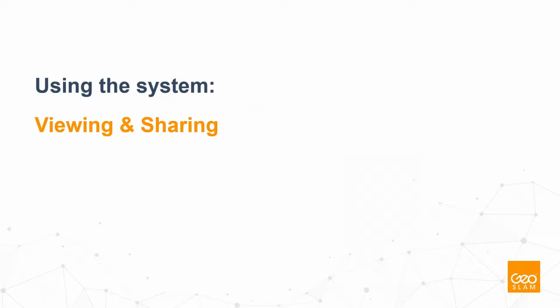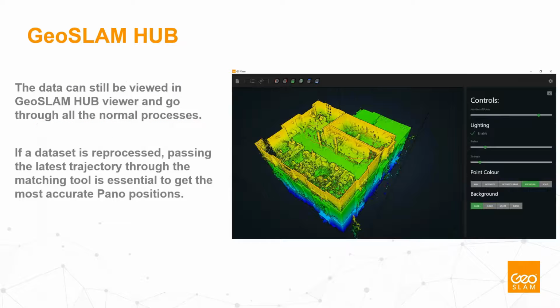Okay, so then using the system. Once the data set has been captured and processed in GeoSLAM HUB, you need to start thinking about how you're going to view, use, and share that data. The first thing I'd mention is we've taken the .GeoSLAM file into GeoSLAM HUB, so all of the normal functions for a point cloud still exist when you have the Pano accessory attached. What we can see here in the right image is the GeoSLAM HUB viewer, where we get the point cloud in full 3D, as well as the trajectory, seeing where the scanner has moved through the environment during acquisition. And we can still do all the normal things that we would expect to.